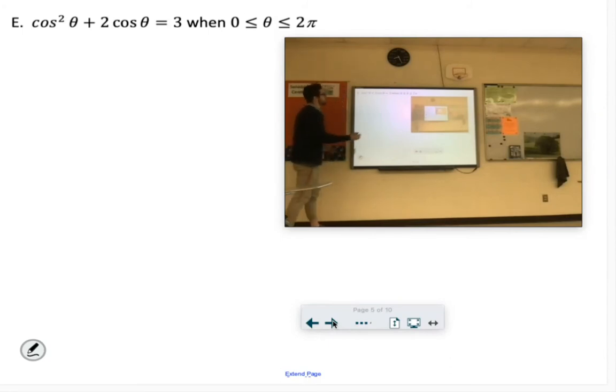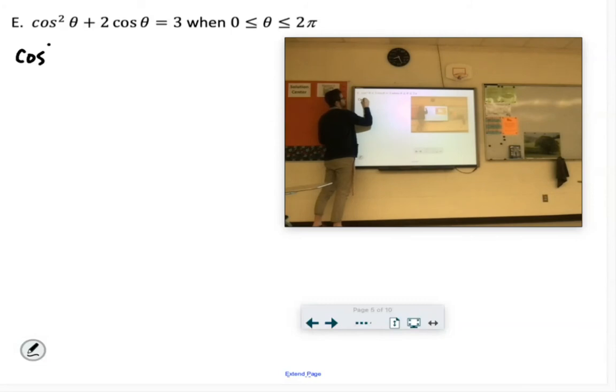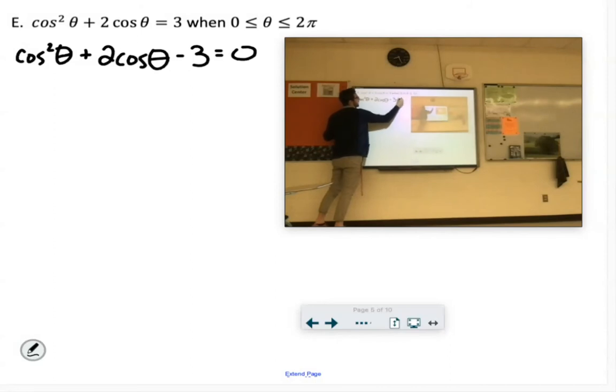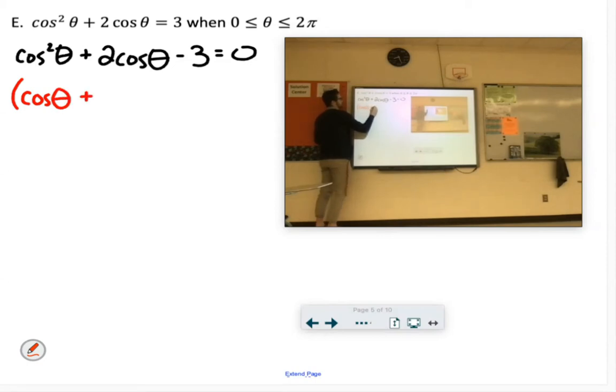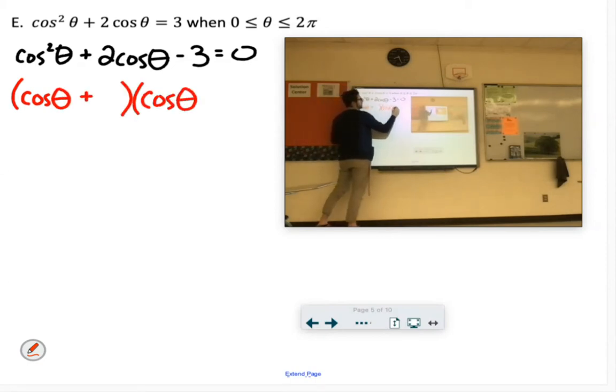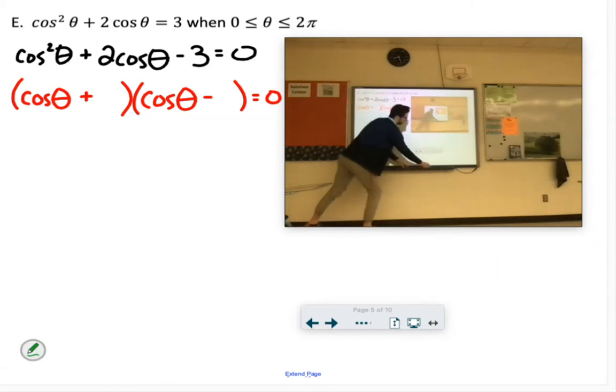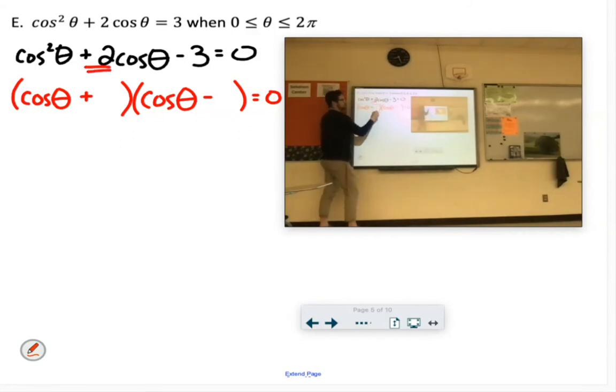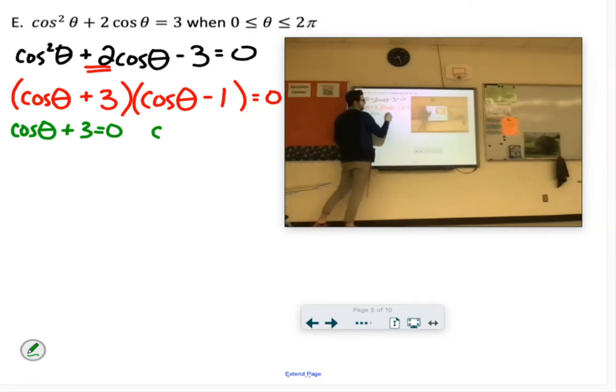So this one we're going to have to factor as well. So we'll subtract the 3. This one's pretty similar to what we just did. So again, it ends in minus 3, so we know it has to be one plus, one minus. The only factors of 3 are 1 and 3, but we have to set them up this time to add up to positive 2. So it'd have to be plus 3 and minus 1. So we set up our equations. Cosine theta plus 3 equals 0. That one's going to be a problem. And cosine theta minus 1 equals 0.